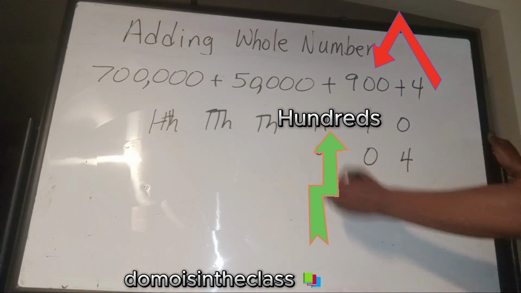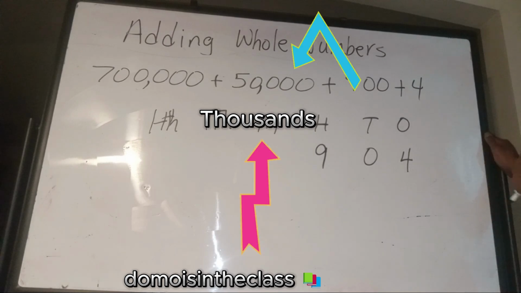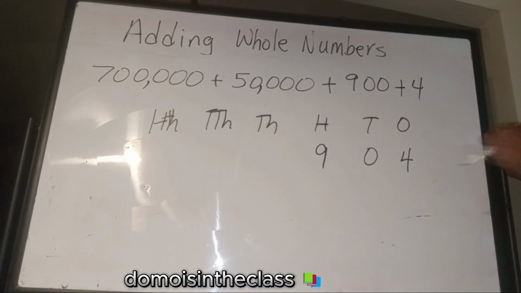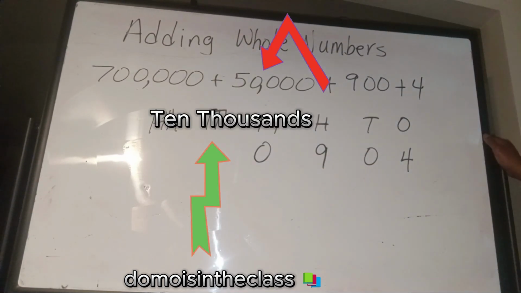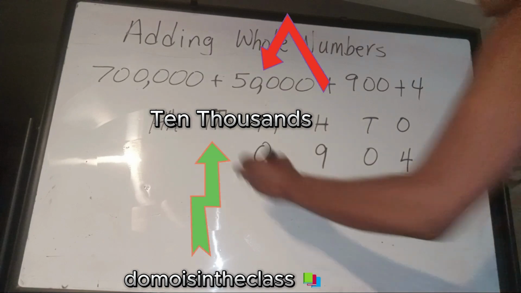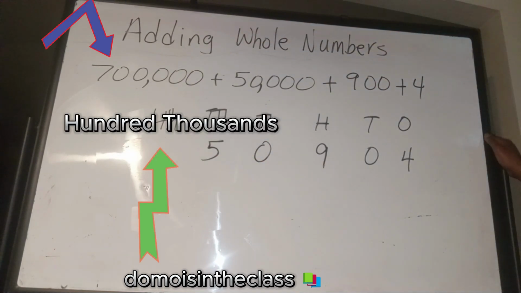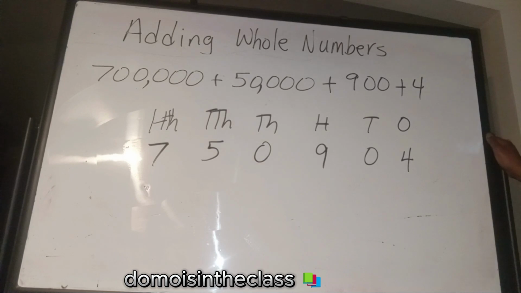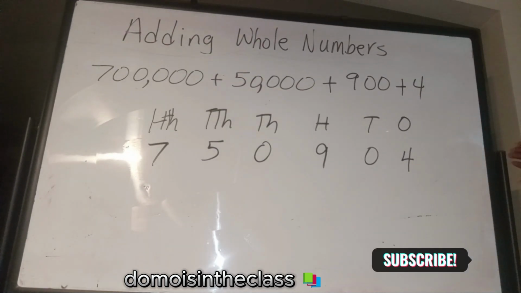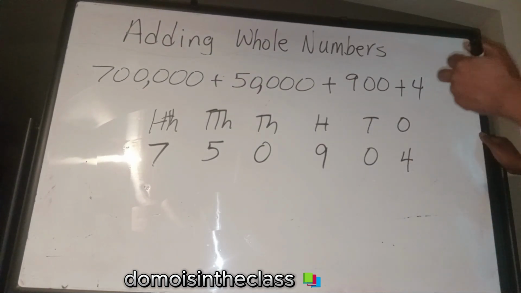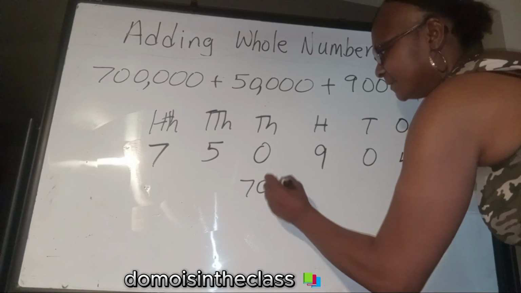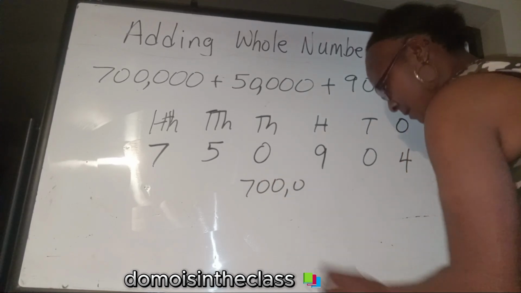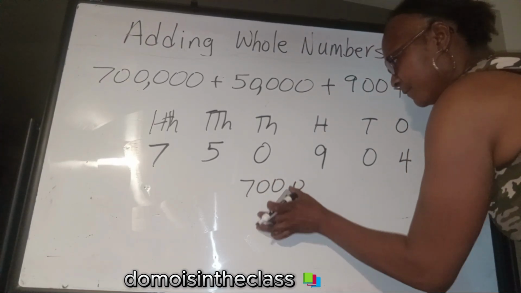Great job. What about thousands? We have 0. There we go. What about 10,000? We have 5. There we go. What about 100,000? We got 7. And that's right. That's what I'm talking about. Okay, don't play. Now we're gonna add that up. So we got the 700,000. Don't need a comma when you add it up.